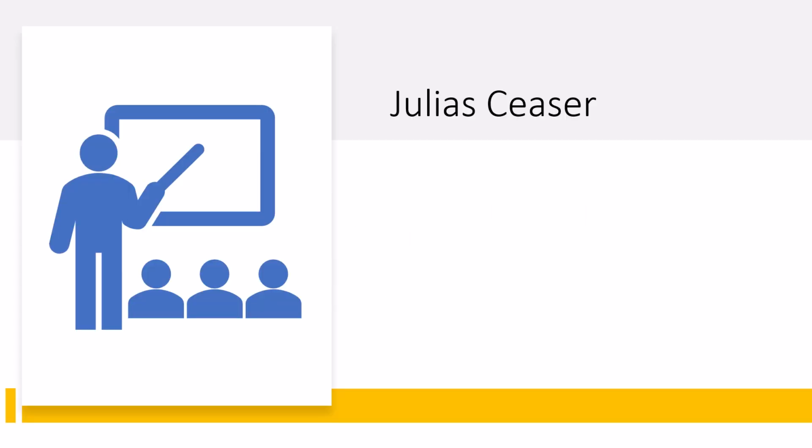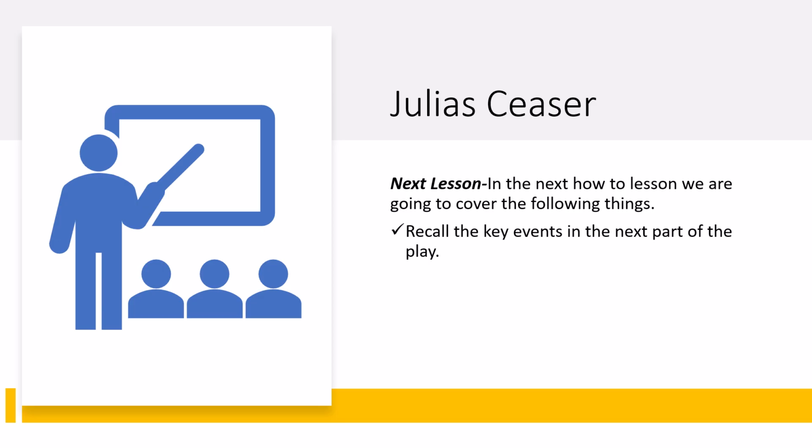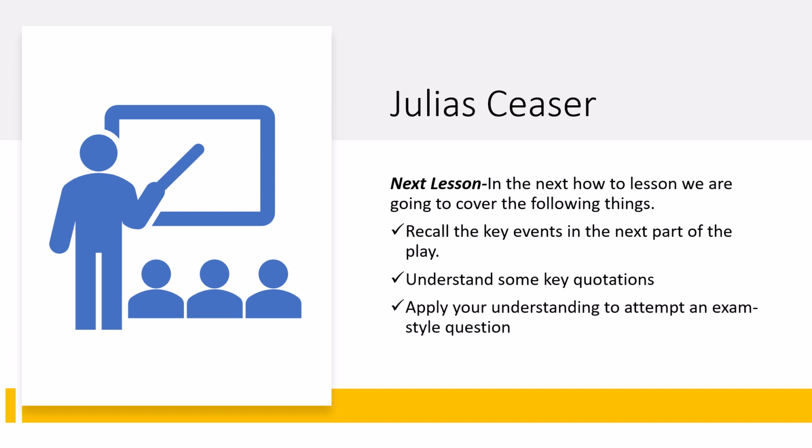In terms of our next lesson, we're going to be going over the following things. So we're going to recall the next key events in the play. We're going to understand some more key quotations. And finally, you're going to be able to apply your understanding to attempt an exam style question. Just like today, the only big difference is that we're going to take a look in a bit more depth at the assessment objectives and try and get to grips with what really makes a successful response.